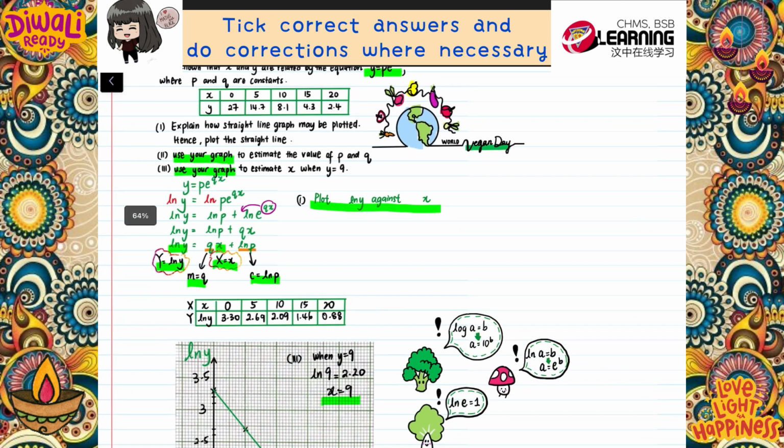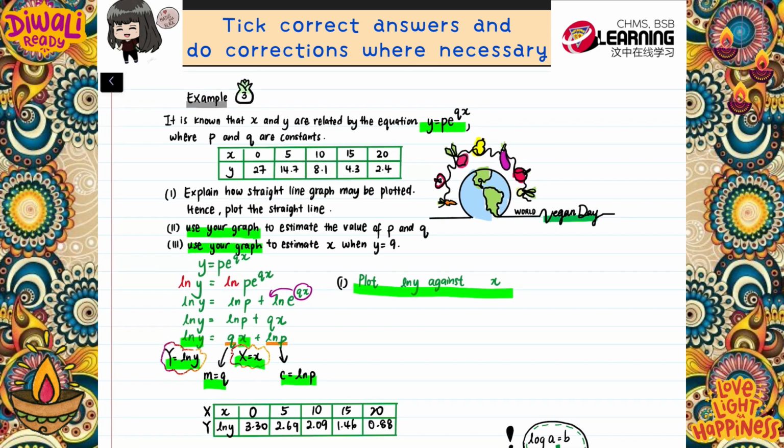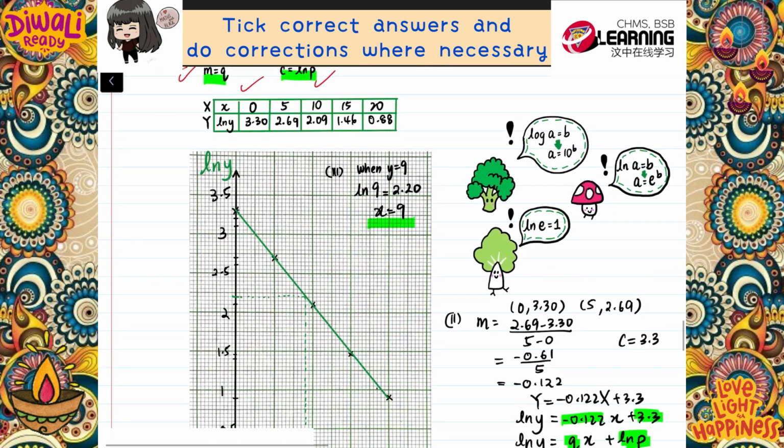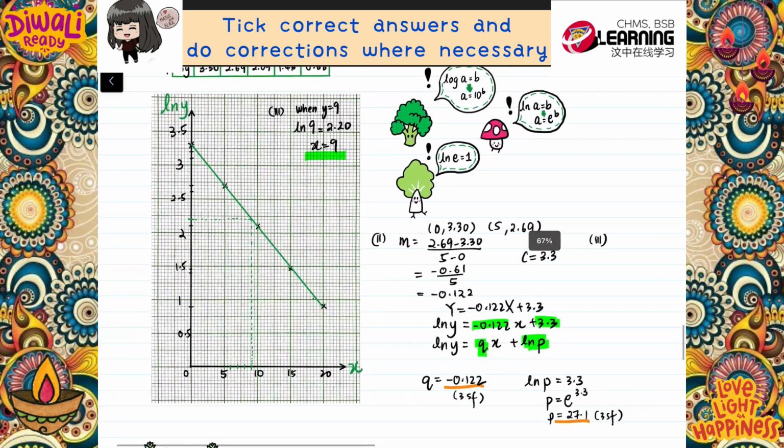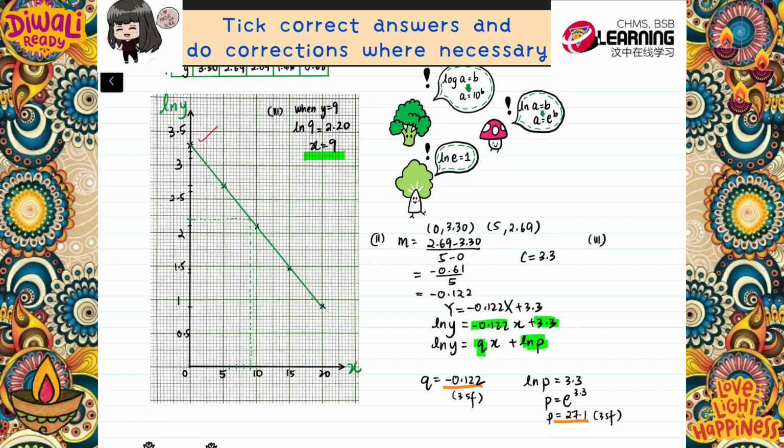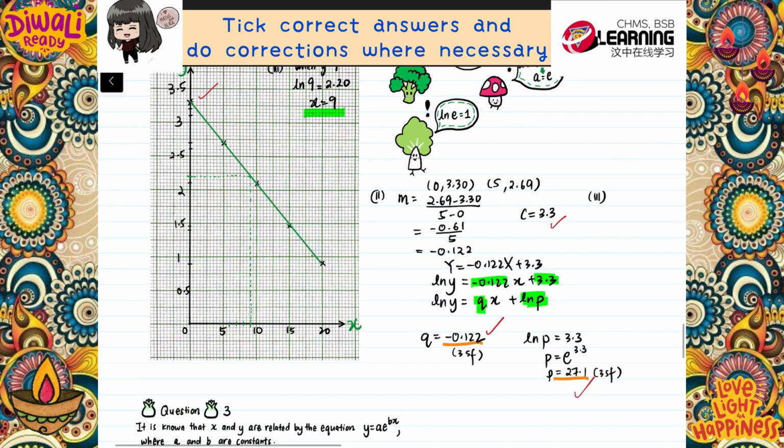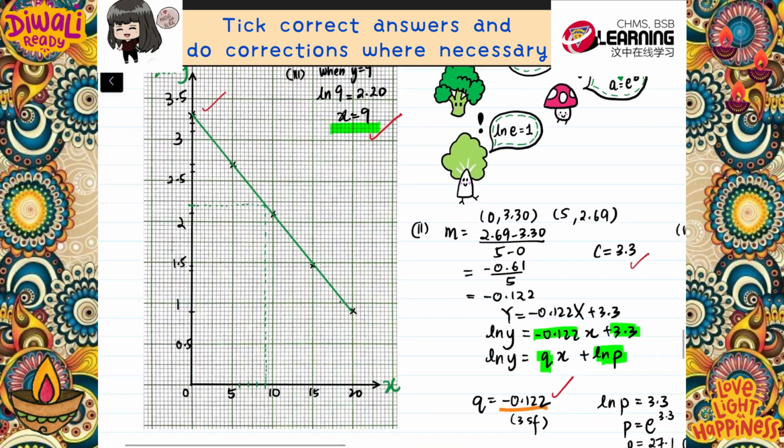Let's double check your example 3. Please open your PDF file that I've written back to you and check if there is any correction to be done. For example 3, plot ln y against x, including this working over here: big Y, big X, M and C. I think everyone got the same gradient, 3.3, so your Q and your P are in 3 significant figures. And for part 3, x is equal to 9. There's no problem with that.